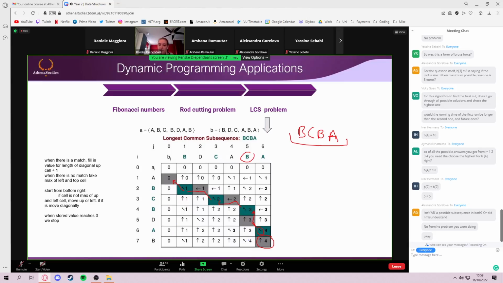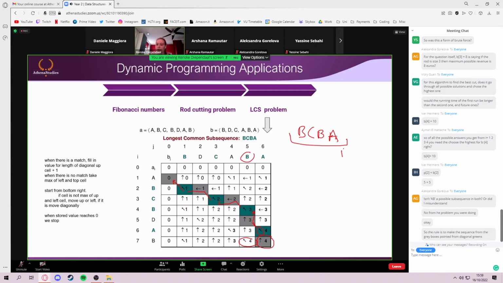As you can see, we also have a 4 over here. This is also a longest subsequence, so you could try to write this one down. So B, another diagonal, so we have A as well. And then you move on to this one, and you end up with the same first part.